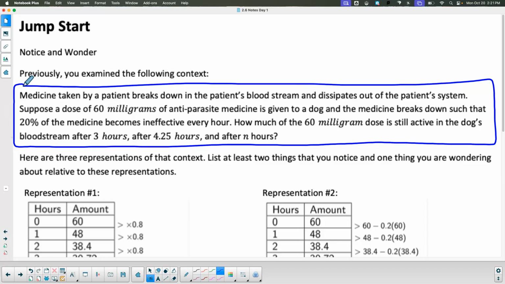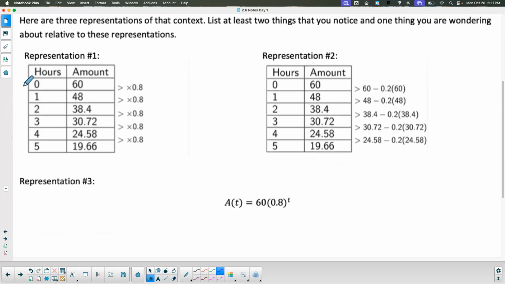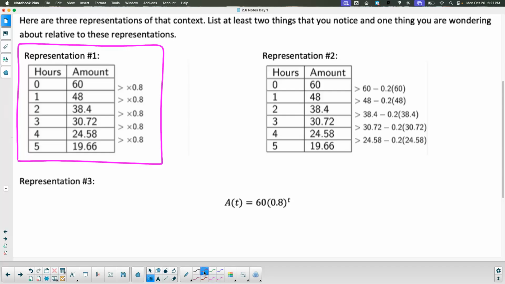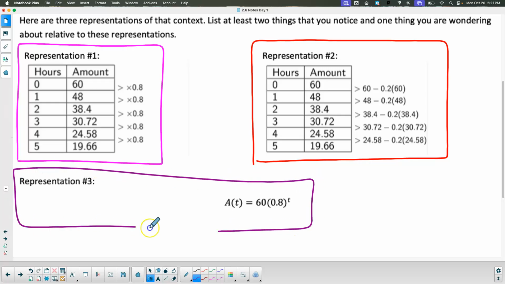Okay, so then what they're saying now is here are 3 representations of that same scenario. So this right here is one representation. This right here is one representation. And this right here is one representation. Okay? That's what they're saying. They all have the same data. Do we agree with that? Yeah. They should have the same data. It's the same problem.